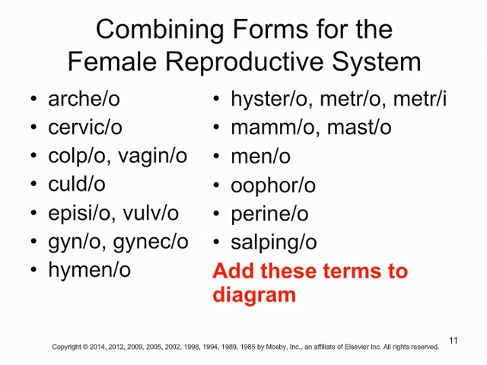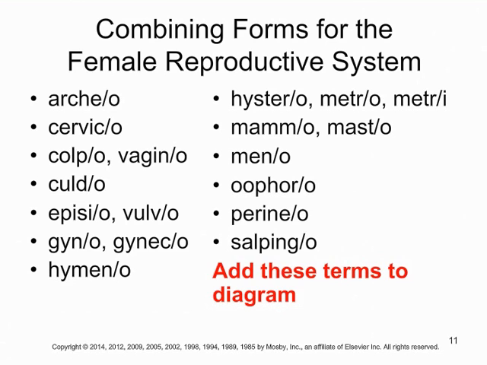Episio and vulvo both mean vulva. Again, vulva is the easy one to remember. However, episio is used a lot. Gyno and gyneco, both of those terms mean female. So for example, you would go to the gynecologist or study gynecology. Those are examples. Hymeno is the hymen specifically.